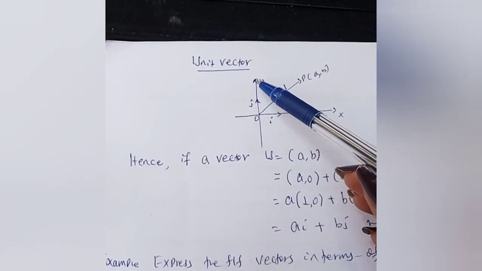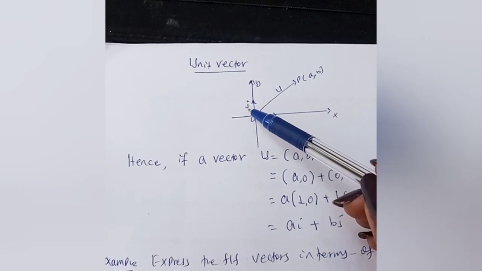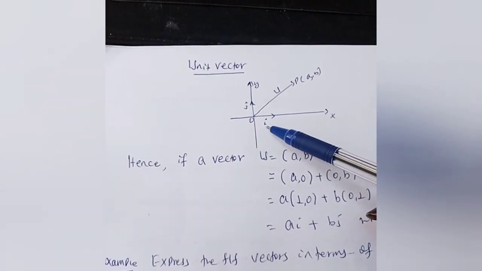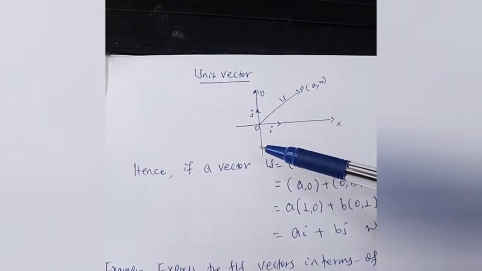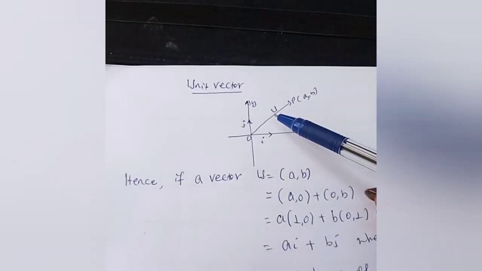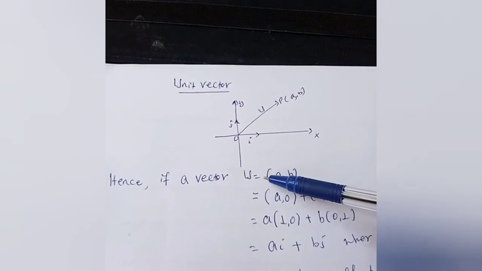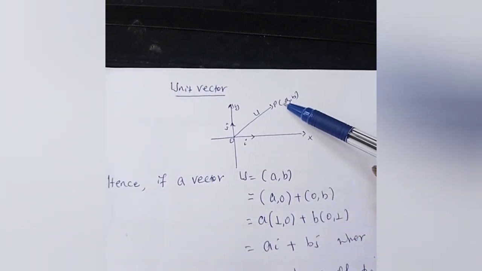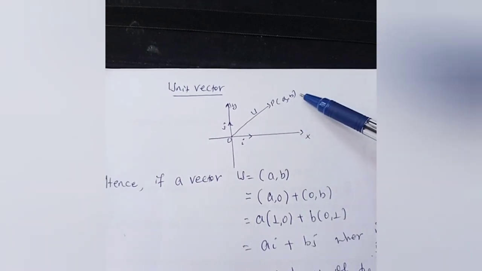So this direction, this our y-axis is j and the x-axis is direction i. So if this vector u is given by a comma b, initial point is 0 and terminal point is a comma b, so we have vector u which is a comma b.